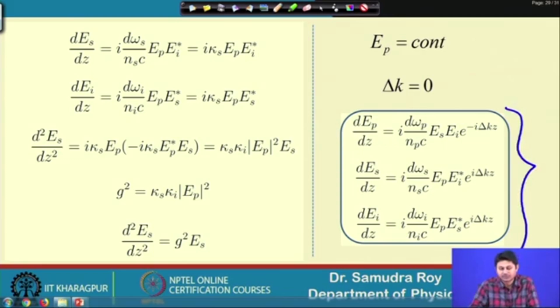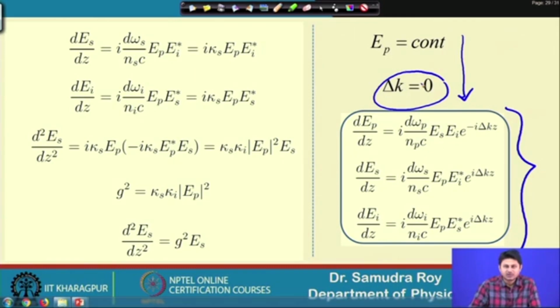This is the equation of three different waves: pump, signal and idler. These three equations are coupled equations, and in coupled equations we put two important approximations. One, the pump is constant, that means we are launching a strong pump, and two, absolute phase matching condition is achieved.